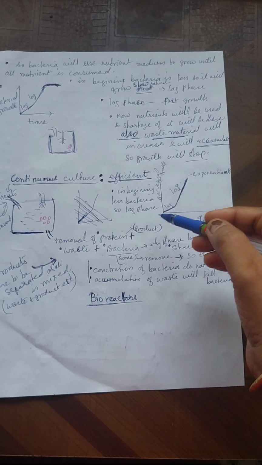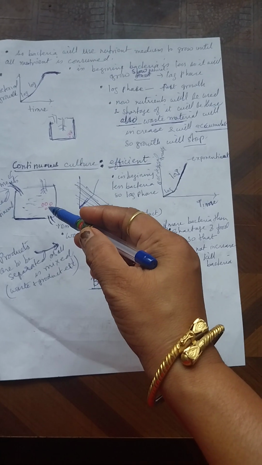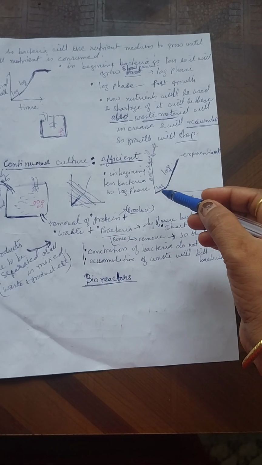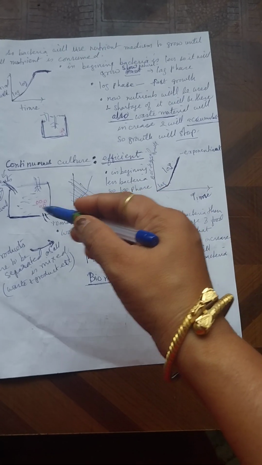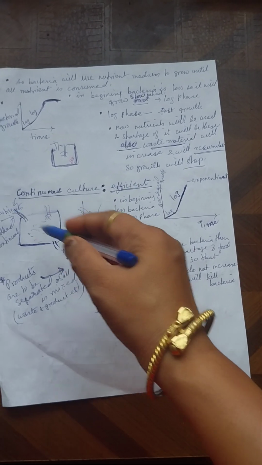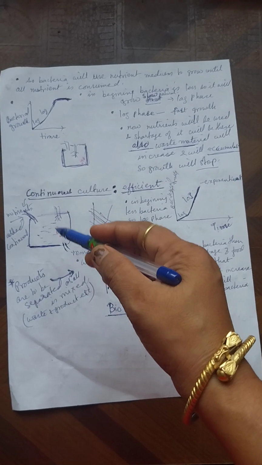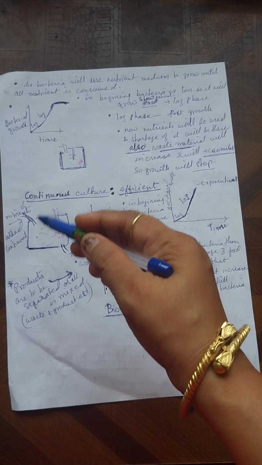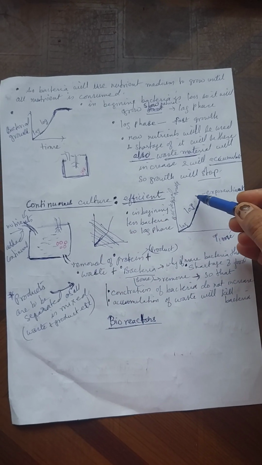Let us understand this also with the help of a graph. This is time and this is bacterial growth. As there is only some bacteria, the growth in the beginning will be slow. It is known as the lag phase. The number of bacteria will increase, and also a sufficient amount of food is being added continuously from the other side. So they will have a sufficient amount of nutrients, the growth will increase, the growth will be fast, and that is known as the log phase.